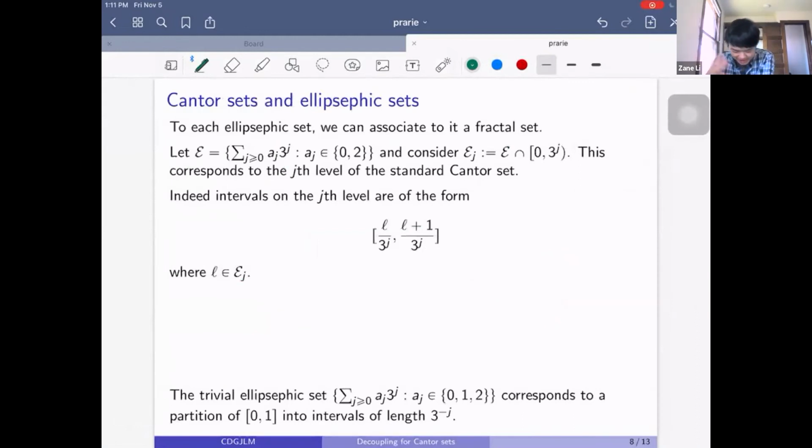Okay, so let's now start talking about harmonic analysis. I have to thank Tongo for setting up decoupling for me. Okay, so first let's make solid the connection between ellipsephic integers and Cantor sets.